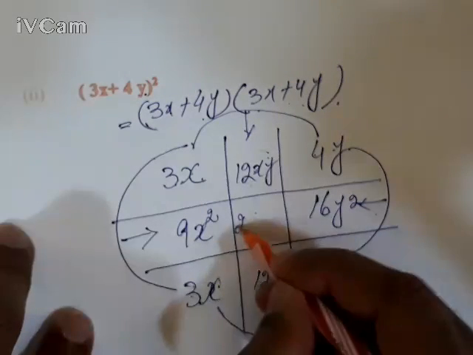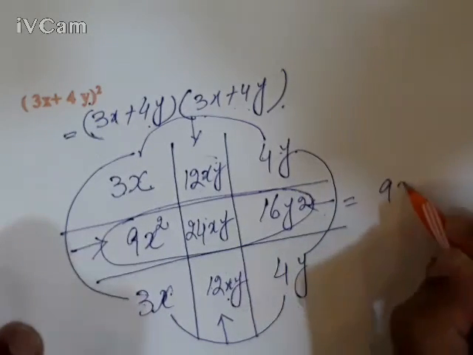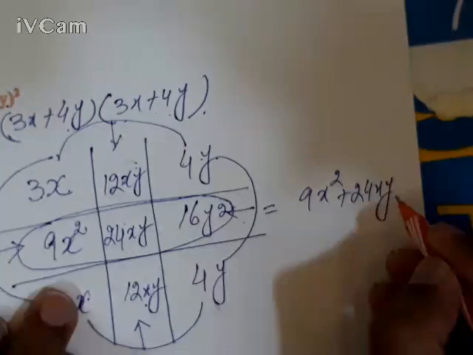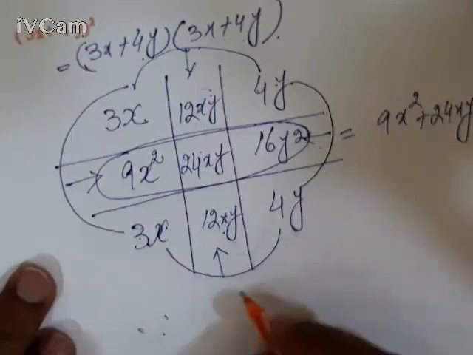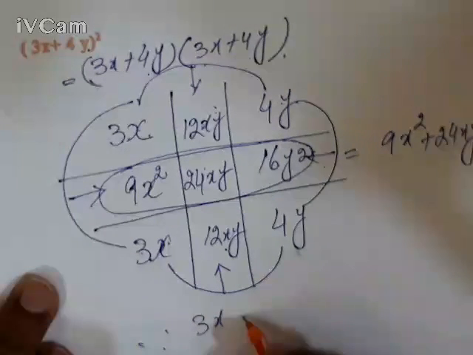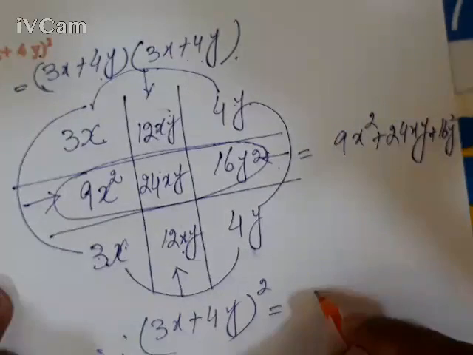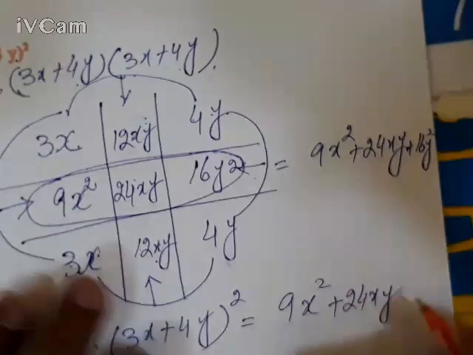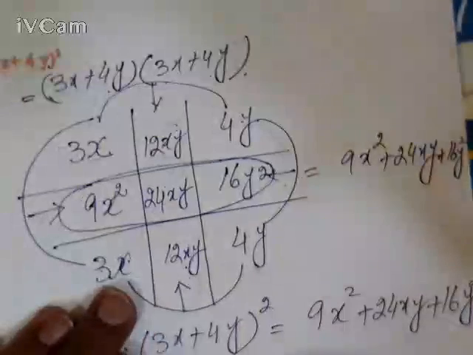So 12 plus 12 is 24xy. And the last step will be you have to add these inner values, which is equal to 9x square plus 24xy plus 16y square. Therefore, we can write 3x plus 4y whole square, which is equal to 9x square plus 24xy plus 16y square. So this is our required result.